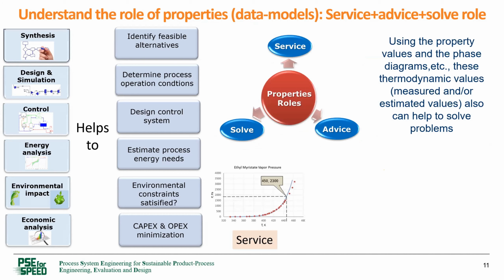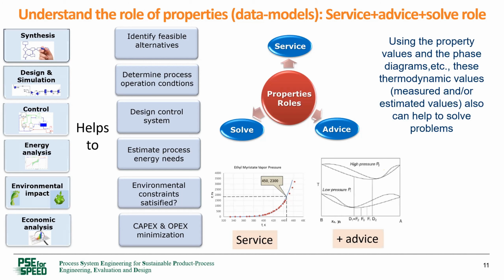Again, we can see the service role at a given temperature for a given compound. What is the vapor pressure? That's the service role. For a mixture of compounds, if we want to separate by distillation, the advice would be: if the binary mixture of compounds forms an azeotrope, then single, conventional distillation would not be feasible. If the azeotrope moves with temperature, then pressure swing distillation may be feasible. So this is the advice that thermodynamics can give us.